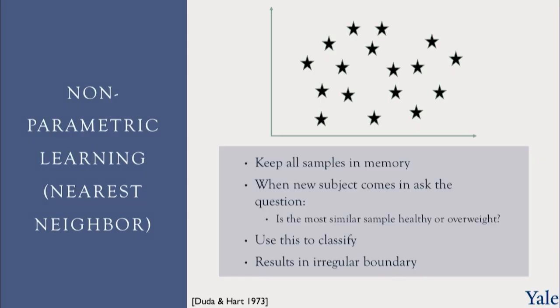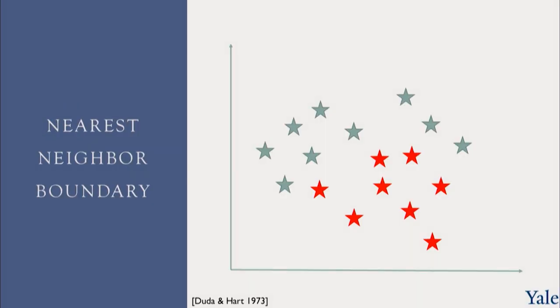So let's formalize it a little bit and show you what the decision boundary looks like. We have the nearest neighbors. We have the samples here. Red are the overweight, greens are the healthy. And if we have this kind of separation, we end up with a boundary like this. So on top, you're healthy. On the bottom, you're overweight. So this is an irregular curved boundary.